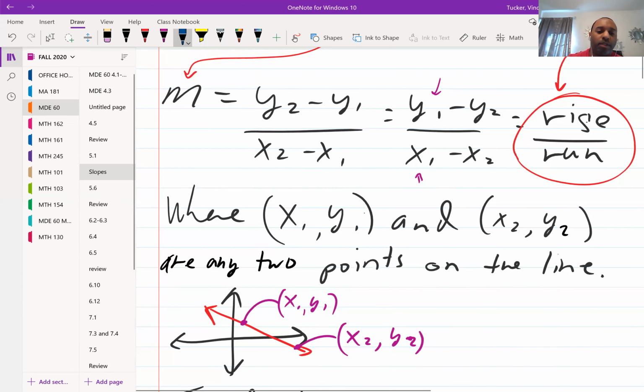And the slope is exactly what it sounds like. You're talking about like the slope of a mountain, or slope of a ramp, or the slope of a roof. Talking about the incline, the steepness, and it's just putting a number on how steep or how slanted a line is.